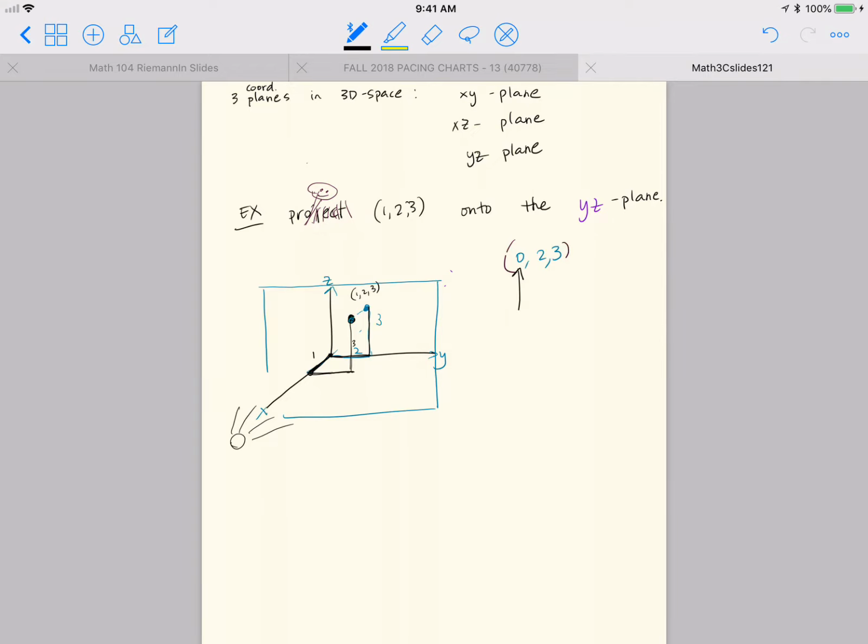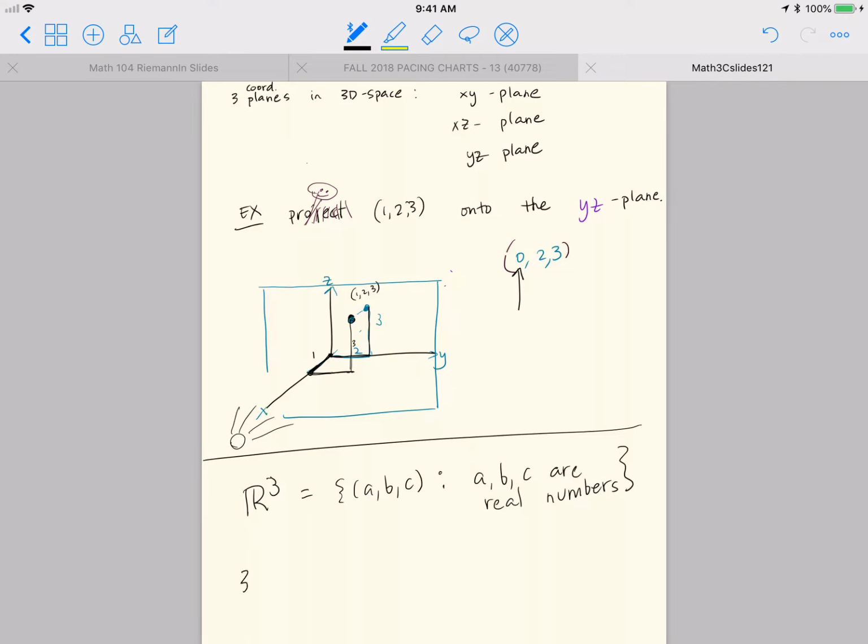Okay. So now overall, I would like to say that R3 is what we call 3D space. And this is the set of points A, B, C, where A, B, and C are real numbers. Okay. And we call R3 the set of all ordered triples of real numbers. And the way we have defined this coordinate space is the 3D rectangular coordinate system.